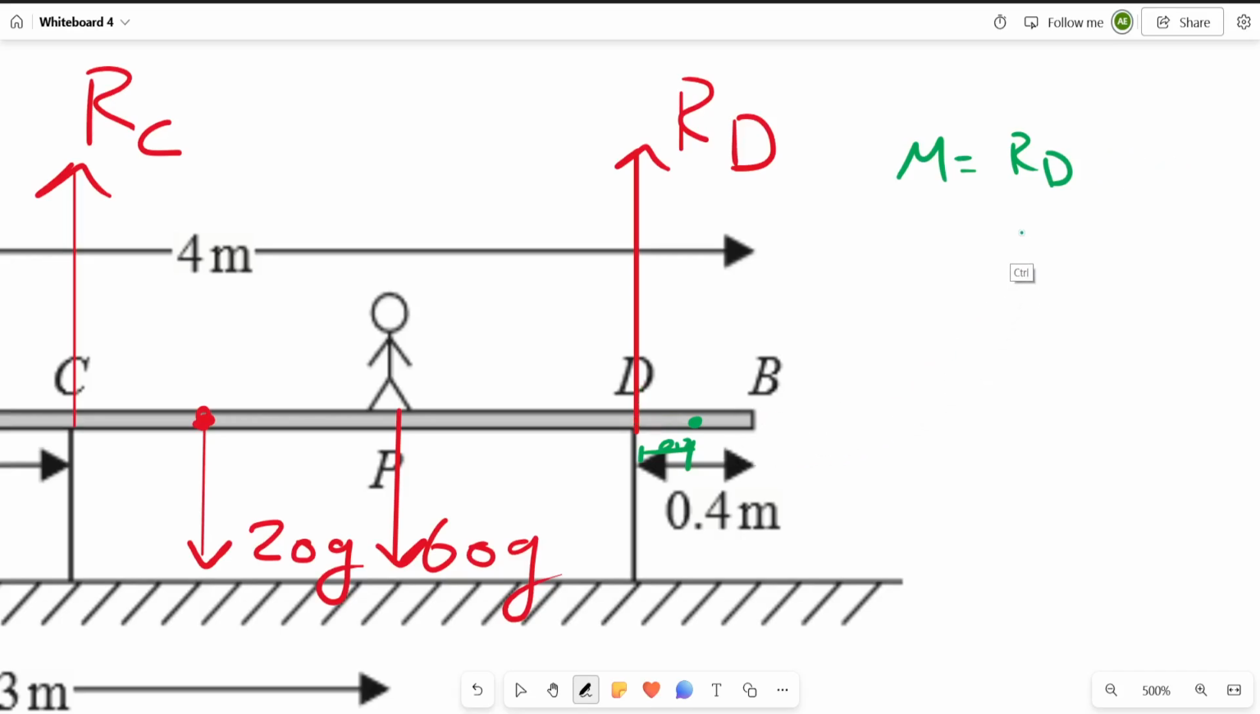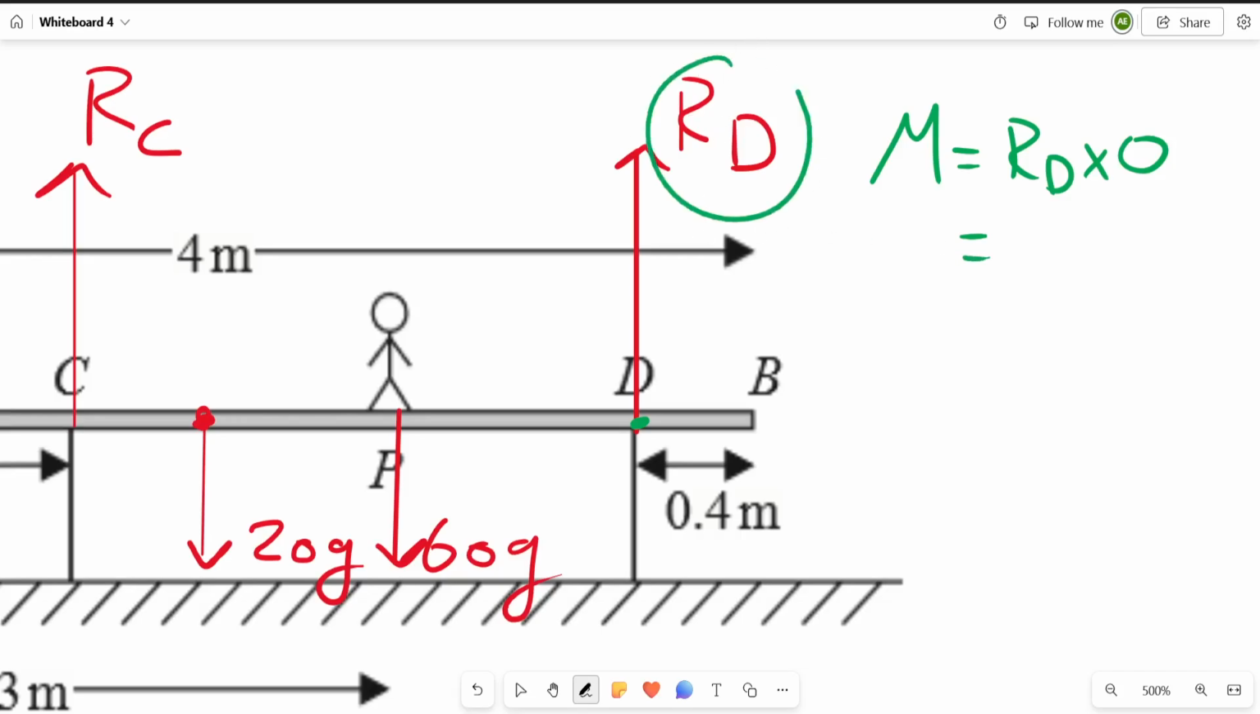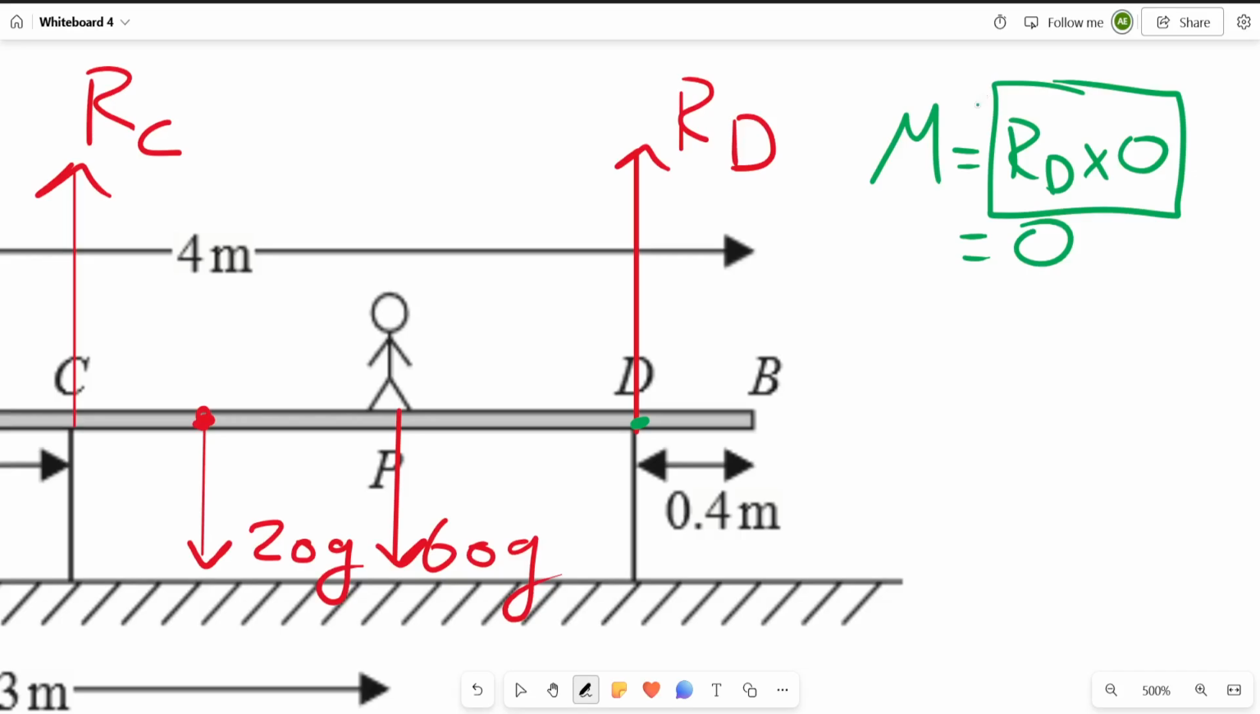This shows you that now, if I take my point actually at point D, there will be no perpendicular distance from the force to the point. So the perpendicular distance is 0, and my moment is going to equal RD times 0. So my moment due to RD is going to equal 0. That way, I eliminated RD from my equation. I eliminated an unknown, and from one single equation, I can get the other unknown.